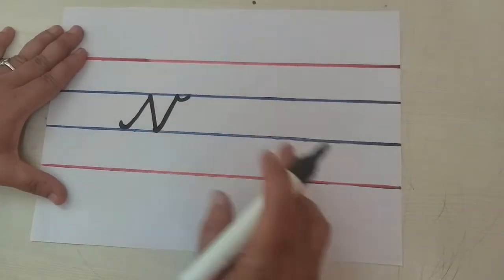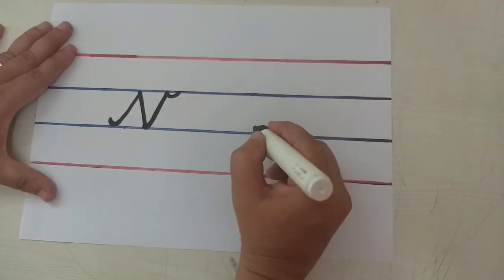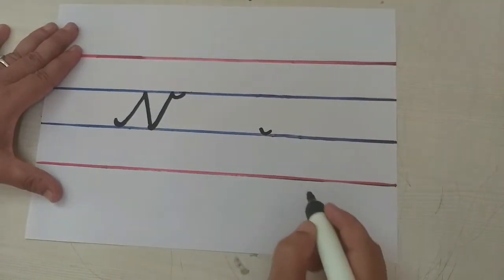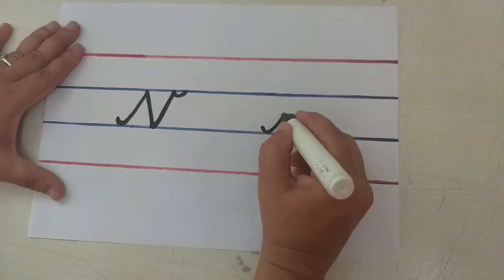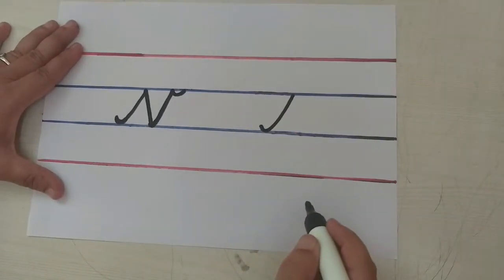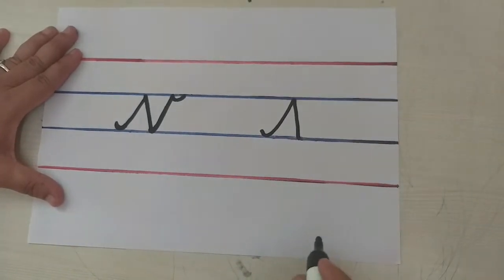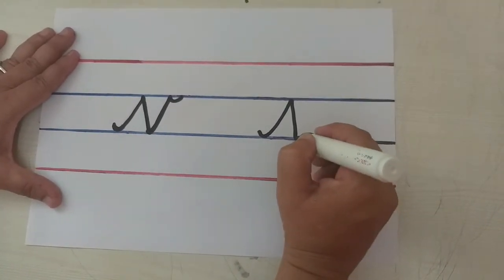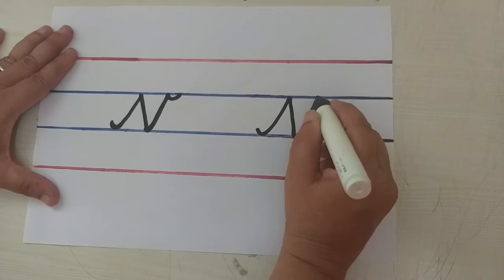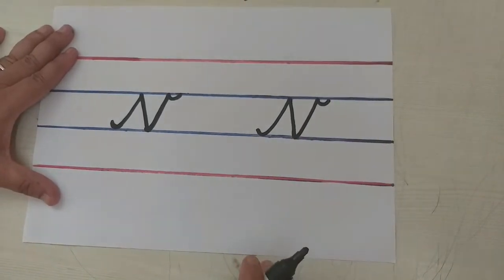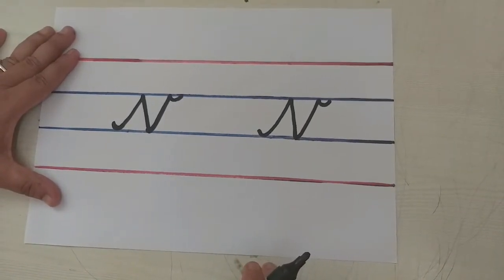Now shall we write once again this sign? Yes. Take a small curve. Go up to the second blue line. Slanting line. Come down to the third blue line. Again go up to the second blue line and make a small curve. This is small cursive V.